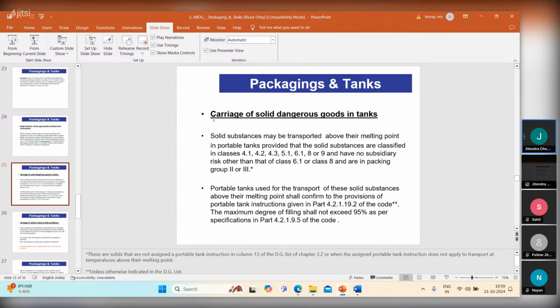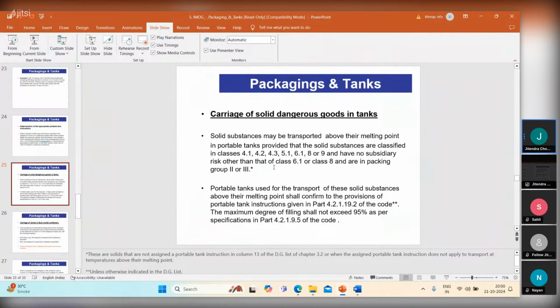So today we are starting with carriage of solid dangerous goods in tanks. Normally solid goods are carried in bulk carriers, but sometimes we also carry them in tanks or containers. If we are carrying them, we have to make sure about their melting point in some portable tanks, because if it is too much heated inside, it should not start evaporating or something.